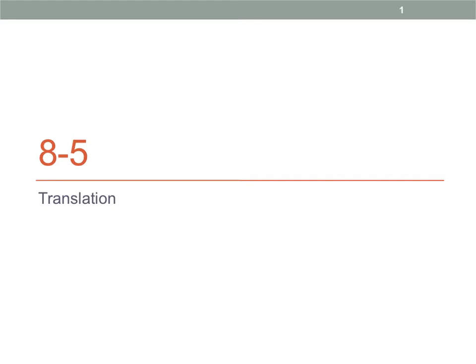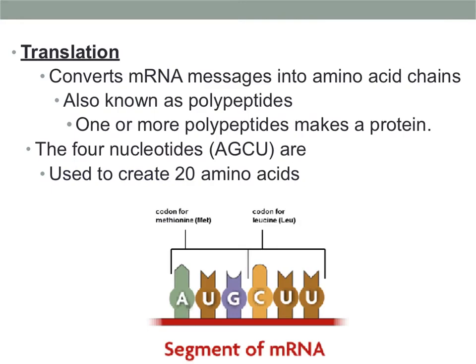Section 8.5, translation. Translation is the converting of the messenger RNA message that was made in the nucleus into an amino acid chain or a polypeptide at the ribosome in the cytoplasm.